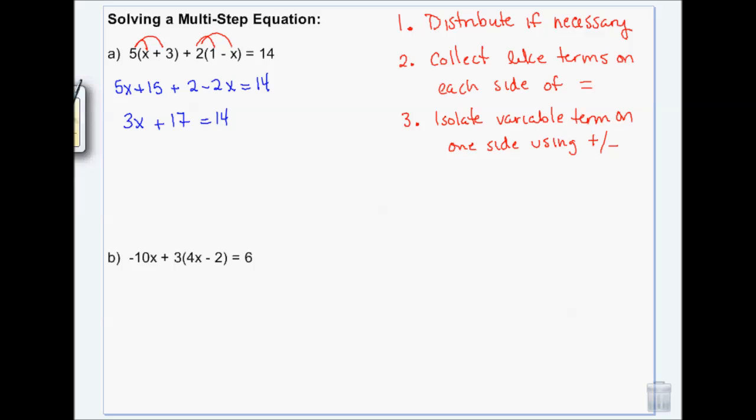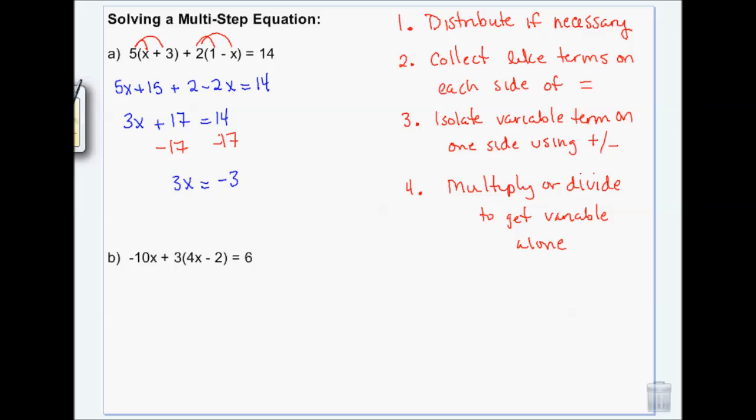Okay. The next thing we're going to do is use addition and subtraction to get the variable alone. Here we have 3x plus 17, so we're going to subtract 17 from both sides. And then the last step will be multiply or divide. We're going to divide by 3. So x is negative 1.